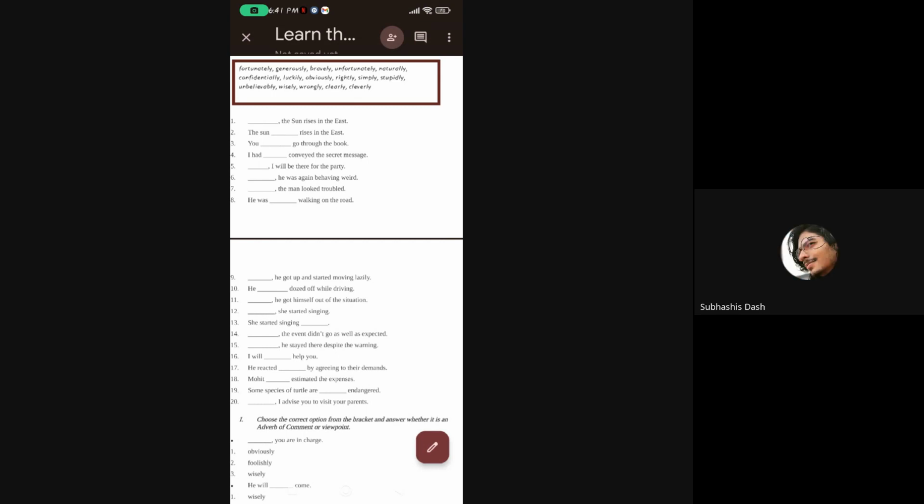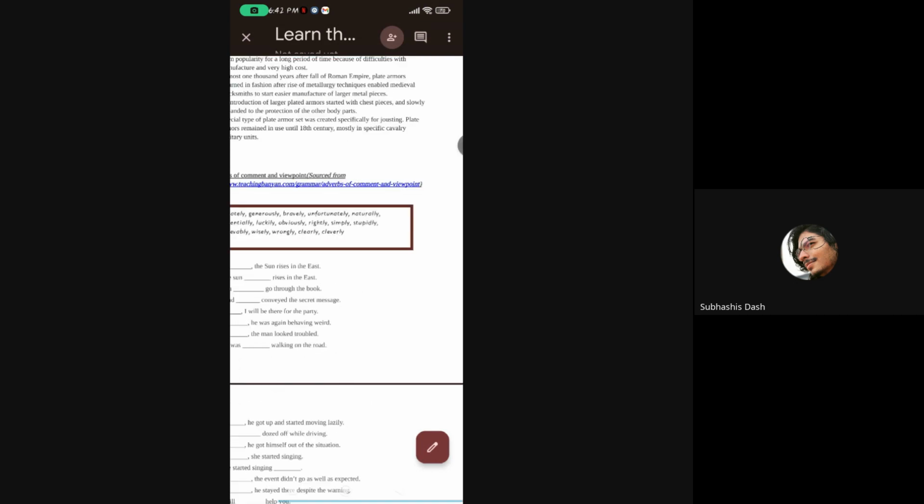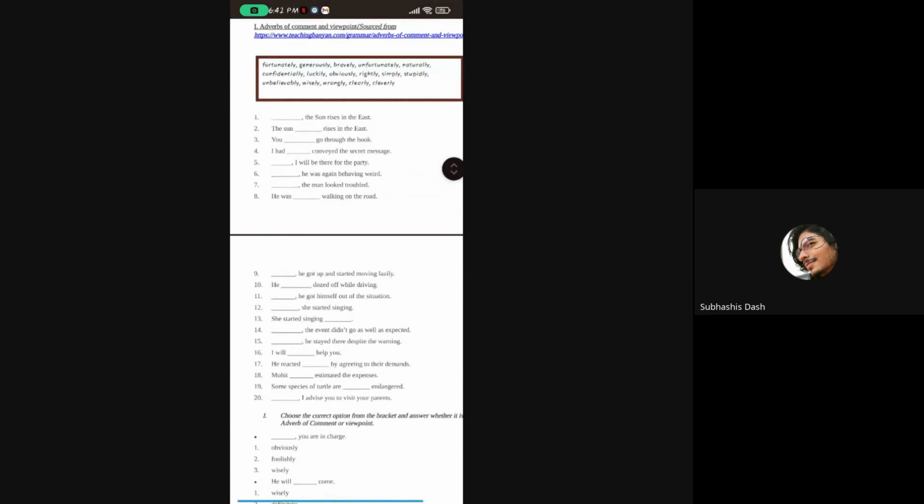Ma'am, in this case, could we use "confidentially"? Confidentially, yes. Clearly, I would give it a pass. But if you're looking for a more appropriate use, then confidentially. Clearly, even that is okay. Clearly conveyed the secret message or confidentially conveyed the secret message, all good.